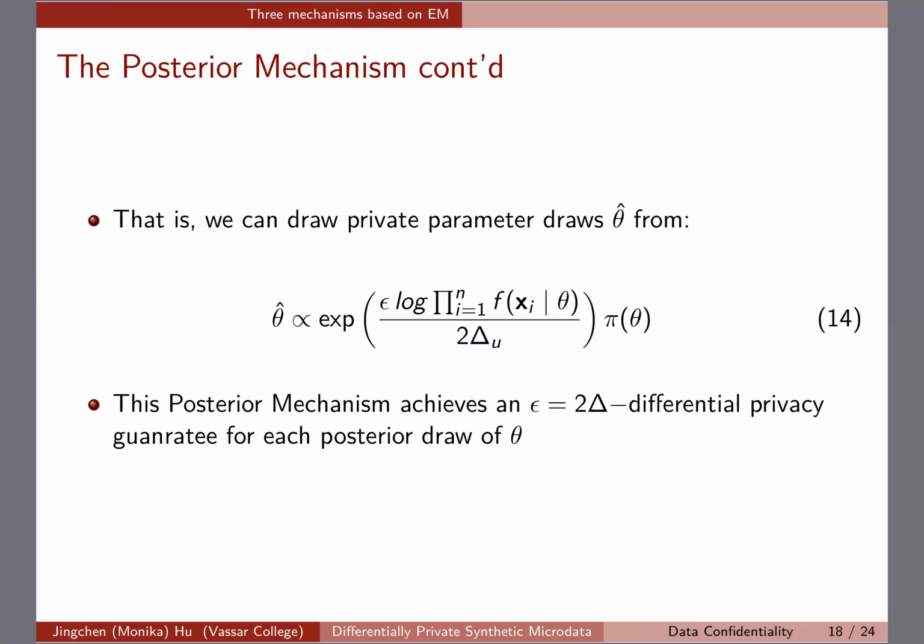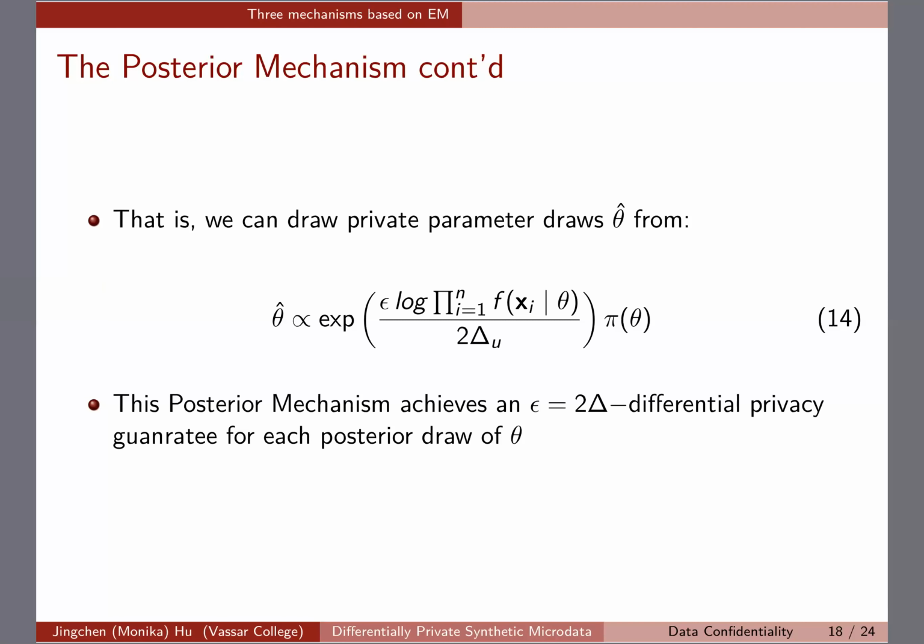And also, very importantly, they show that once you can make all of this work, your privacy budget, epsilon, will equal 2 times delta. Meaning that if you have a bounded Lipschitz bound, if delta is bounded, then you're able to show that if I am sampling my theta hat from equation 14, I can satisfy epsilon equals 2 delta. So that's their posterior mechanism.